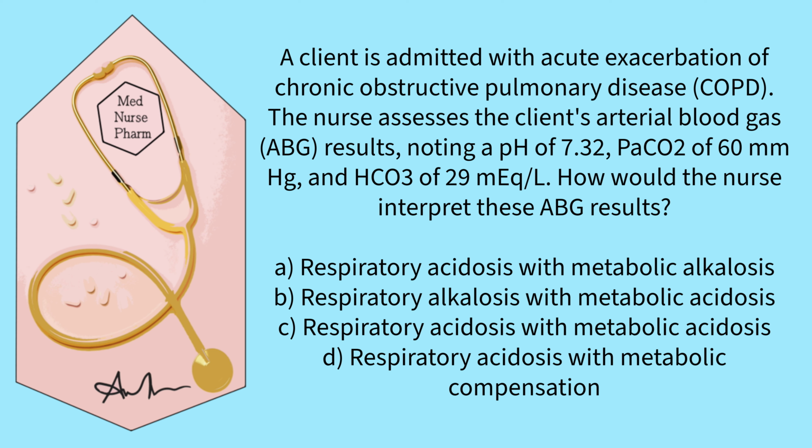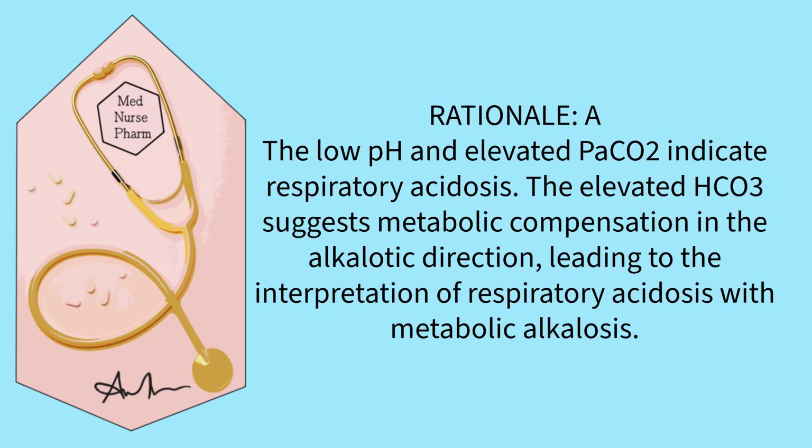The nurse assesses the client's arterial blood gas results, noting a pH of 7.32, pCO2 of 60, and HCO3 of 29. How would the nurse interpret these ABG results? A: Respiratory acidosis with metabolic alkalosis. B: Respiratory alkalosis with metabolic acidosis. C: Respiratory acidosis with metabolic acidosis. D: Respiratory acidosis with metabolic compensation. The correct answer is A.